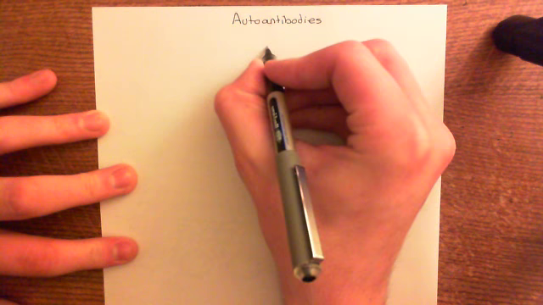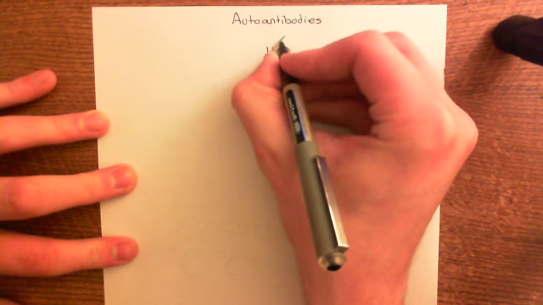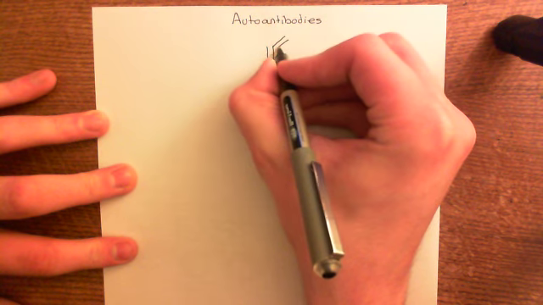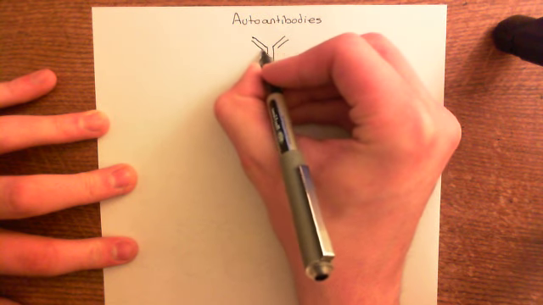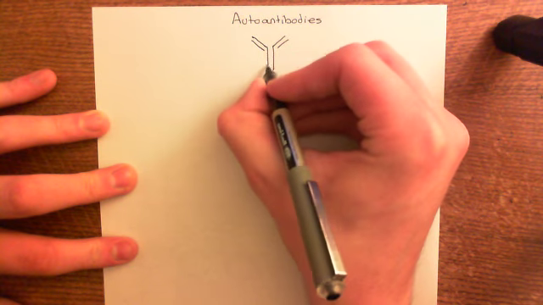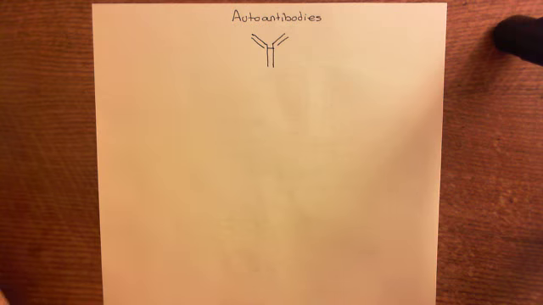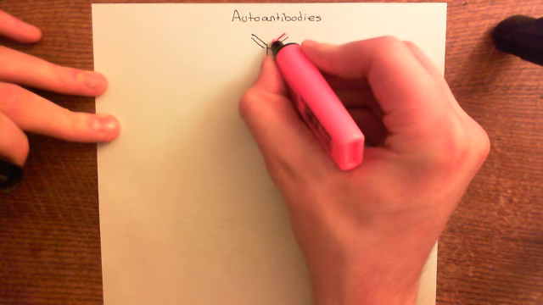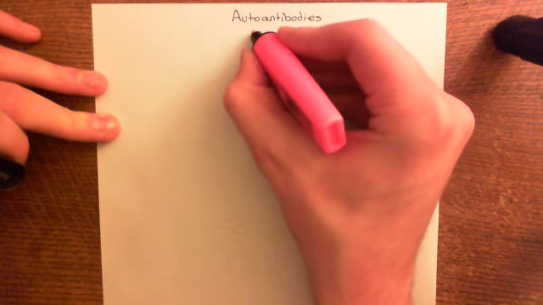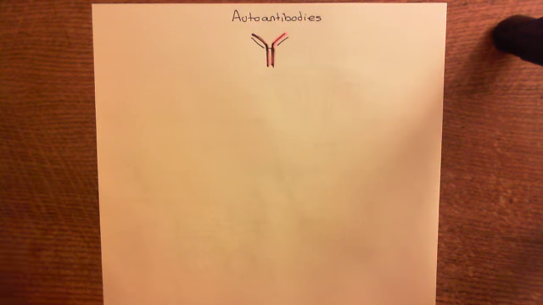Now, let me just draw a little picture of an antibody. So the normal antibodies, remember antibodies, or immunoglobulins as they're also called, consist of 2 heavy chains and 2 light chains. So here, these are the heavy chains, and I'll highlight them in, and they're connected to one another by disulfide bonds, which I've drawn there. These are the heavy chains in red here.